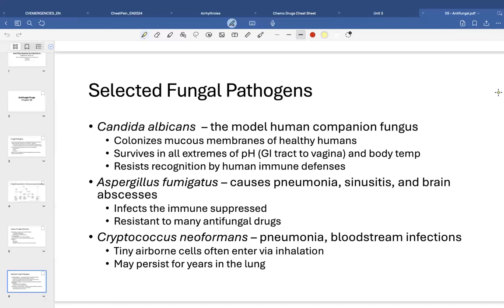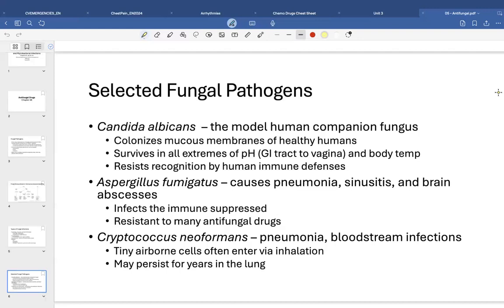Aspergillus, this is a nasty bug and causes pneumonia, sinusitis, and brain abscesses. Typically, though, immunosuppressed patients are going to be the most prone to this, and Aspergillus can be resistant to many antifungal drugs. And then Cryptococcus, the aforementioned infection that can lead to bloodstream, CNS, and pneumonia. They will enter often via inhalation, and they colonize the lungs for a long time before then being activated in the setting of immune suppression. So these are some of the fungal bugs that will come up from time to time as we discuss antifungal drugs.